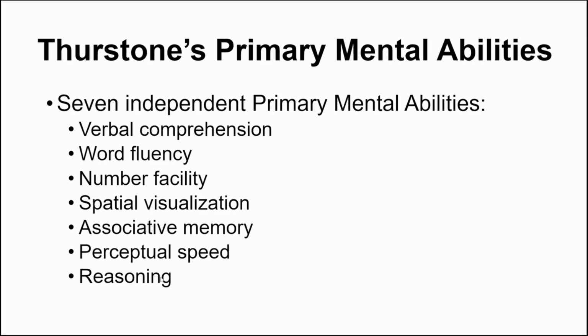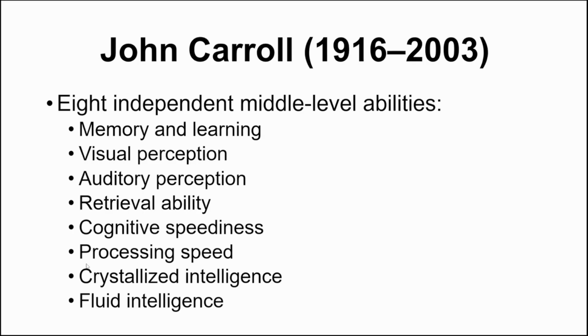So processing speed might tie into some reasoning, might still be perceptual speed, it depends. But the ones that we care the most about here are actually the last two. So crystallized intelligence and fluid intelligence. And I'm focusing on these because they keep coming up. We mentioned these first when we were talking about development and the fact that as we get older, we tend to have different patterns in terms of crystallized versus fluid intelligence.